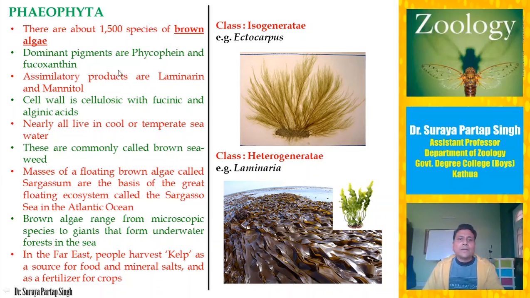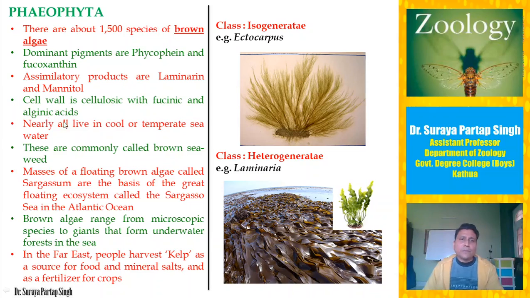In them, the assimilatory products are laminarin and mannitol. So the stored food material is laminarin and mannitol. They are again complex polysaccharides, but characteristically different from starch and other stored products studied in earlier divisions of these plant-like protists, the algae. Now, the cell wall in them is cellulosic with fucinic and alginic acids.